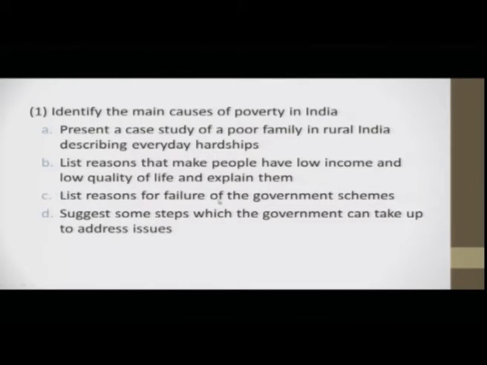Here, list reasons for failure of the government schemes, how this is related to increase in poverty. So, that connection is not very clear here. Suggest some steps which the government can take up. This is clearly not relevant, because the question only says identify causes. It does not expect you to come up with solutions. So, this you may not want to include it.